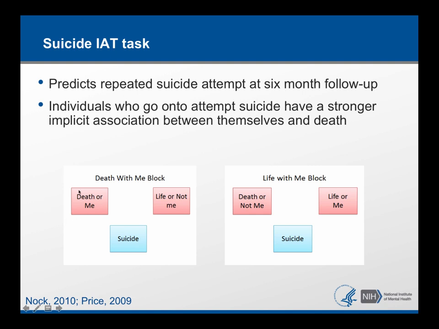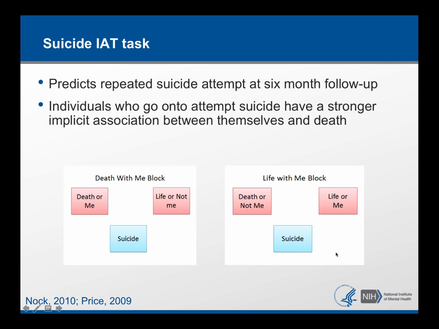What we find is that healthy subjects are actually much faster to categorize words when they hit the same button for life words or me words, and for death words with not me words. So if we switch that up and put death or me together and life or not me, most healthy controls are slower. What that tells us is that there's an implicit association between life words and me words, or the concept of life and the concept of me.